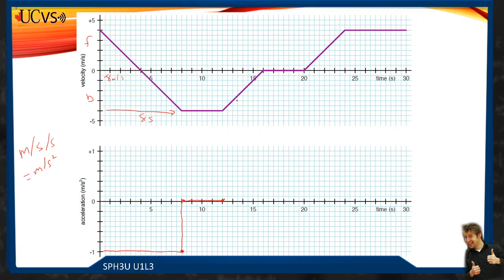All right, what about the next one here? We have 4 seconds. We're going from, what's this? This is from 12 to 16, and it's gone from -4 to 0. So that means we've gained 4 meters per second over 4 seconds. So that means that we have 4 divided by 4, right? Slope is rise over run. So that's going to be 1 meter per second.